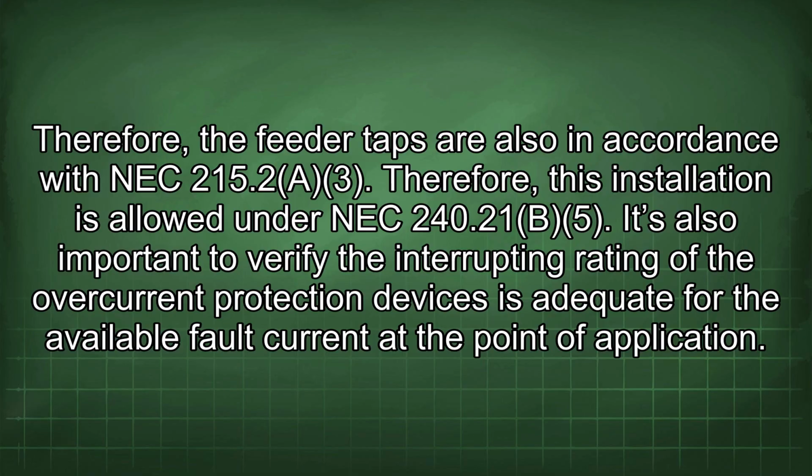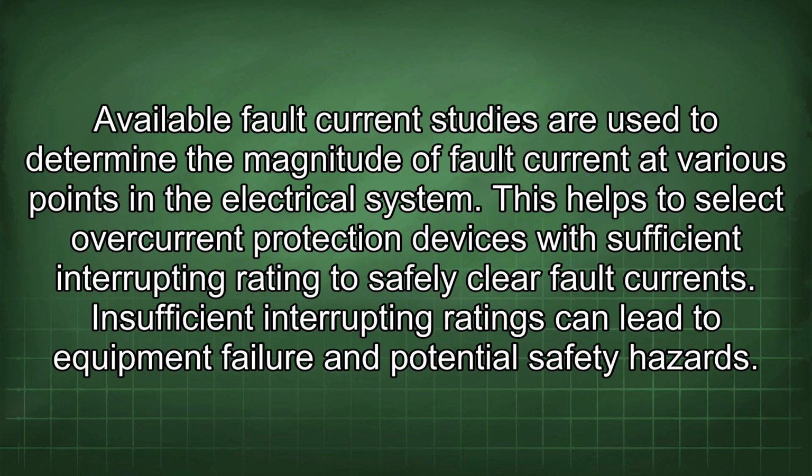It's also important to verify the interrupting rating of the overcurrent protection devices is adequate for the available fault current at the point of application. Available fault current studies are used to determine the magnitude of fault current at various points in the electrical system. This helps to select overcurrent protection devices with sufficient interrupting rating to safely clear fault currents. Insufficient interrupting ratings can lead to equipment failure and potential safety hazards.